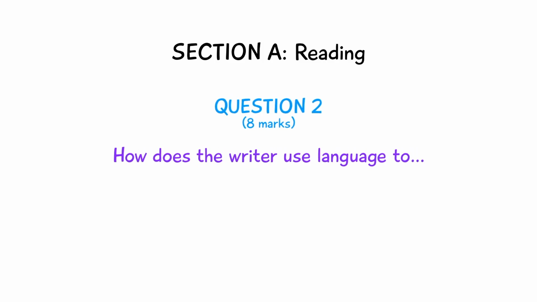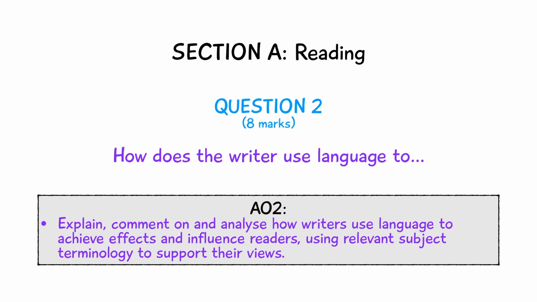Question 2 is a language question. You'll be given a focus and asked how the writer uses language to achieve that focus. This question assesses AO2, which involves explaining, commenting on, and analysing how writers use language to achieve effects and influence readers, using relevant subject terminology to support your views. For question 2, there are 8 marks available.